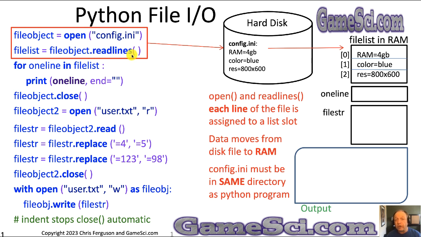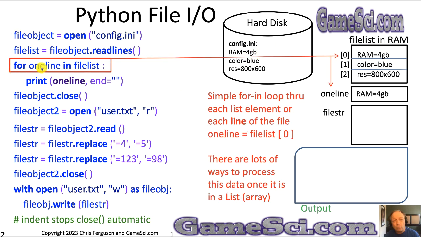What are we doing here? We're going to open and read a file that's sitting on the hard drive. Open and read lines, where each line of the file is assigned to a list slot. Data moves from the disk file to RAM memory. Config.ini must be in the same directory as the Python program. You can see here that we've opened this file and we've read it into RAM memory. Where does it go? It goes into the file list, and each line of the file is assigned a different slot.